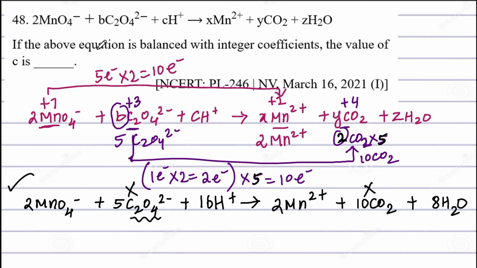So the question is, if the above equation is balanced with integer coefficients, what is the value of C? C is the coefficient of H plus. So what is the coefficient of H plus? 16. So the value of C is 16. I hope you understood this question.